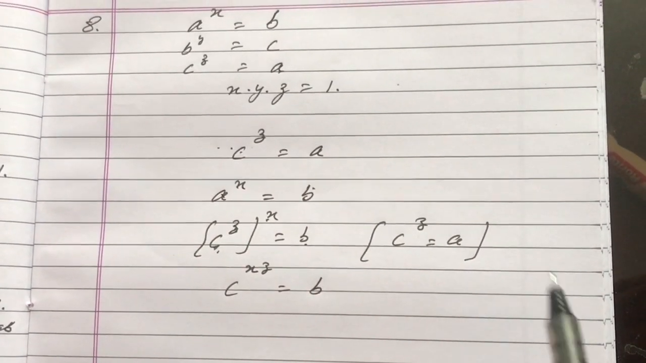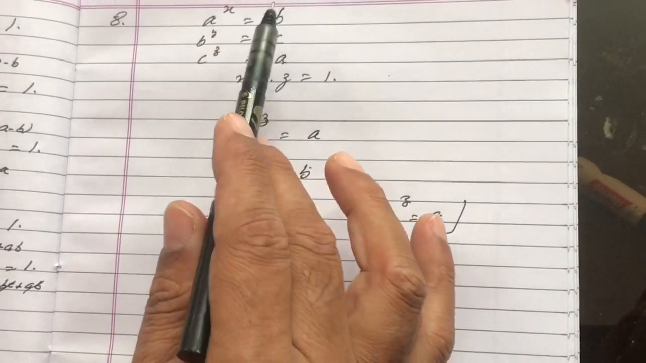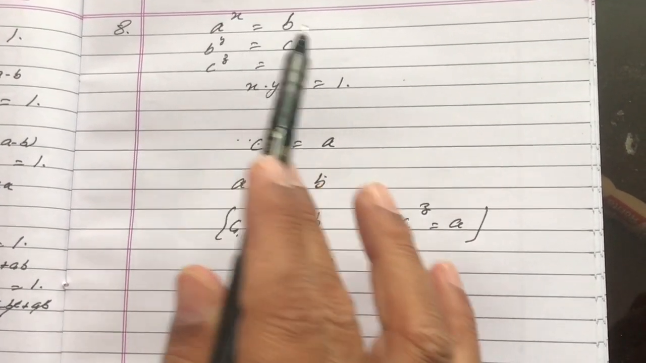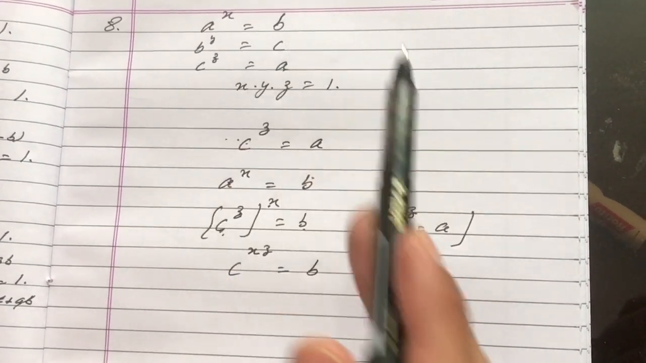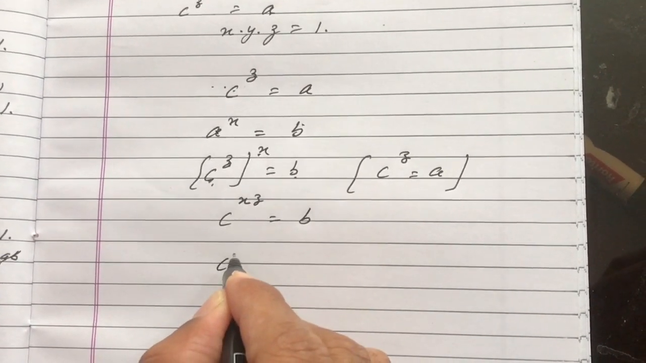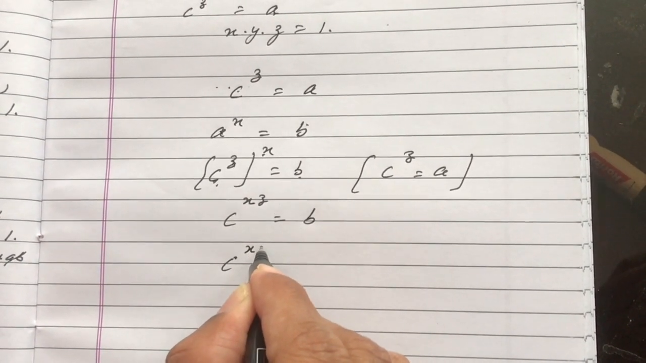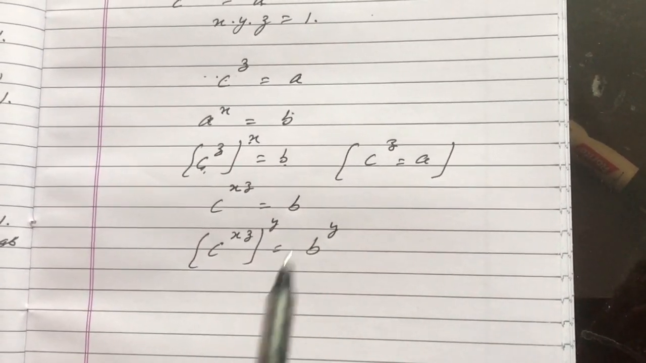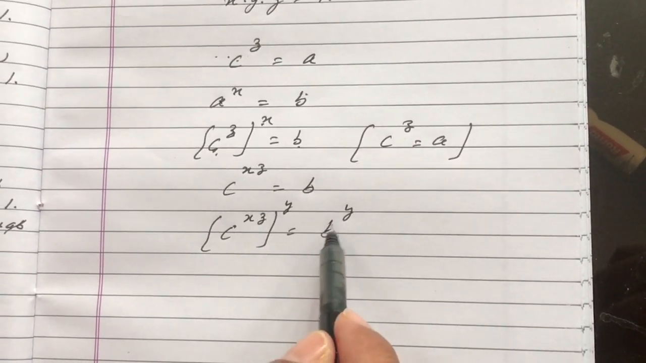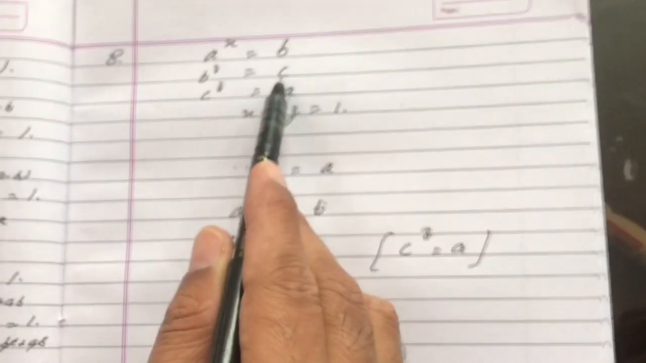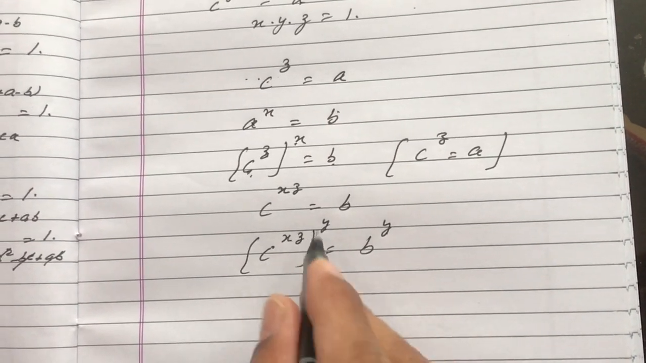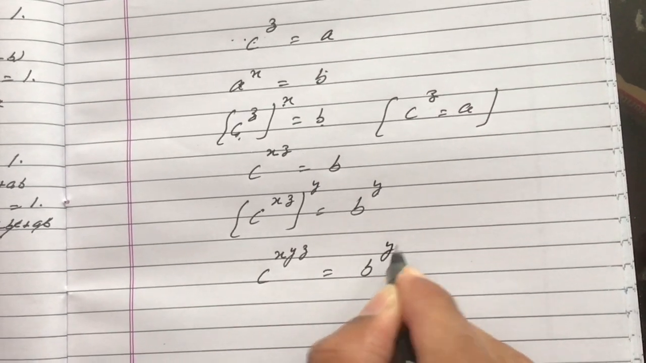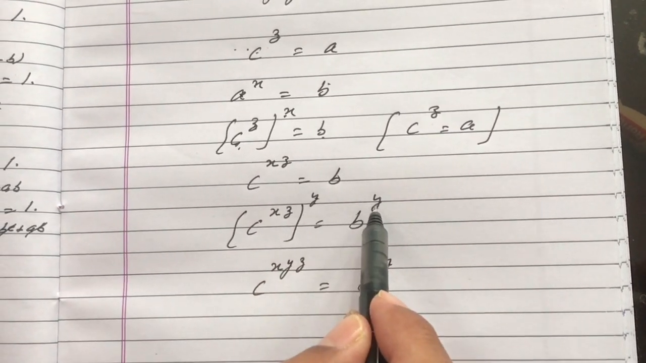Now C raised to power xz is equal to B. Now what is B raised to power y? It is equal to C. So C raised to power xz raised to power y. I take raised to power y on both sides, here also raised to power y. Why? Because I need B raised to power y. C raised to power xyz is equal to B raised to power y.